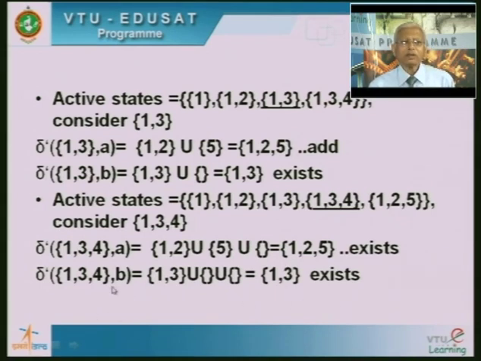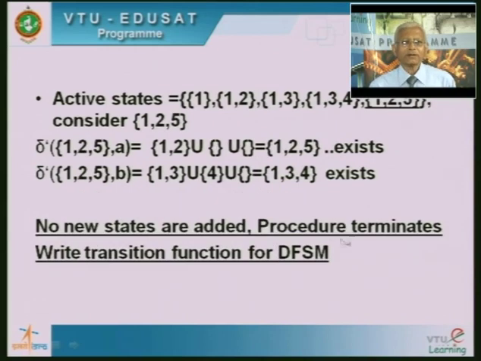Now, {1,3,4} on B. Look at the transition diagram of the non-deterministic machine. 1 on B, what happens? It goes to 1 and 3. Now, similarly 3 on B it will not go anywhere, and 4 on B it will not go anywhere. So, {1,3} already exists, this also exists. So, no need to add any new state. Now, coming to the next slide.